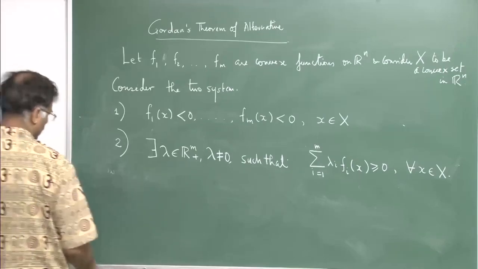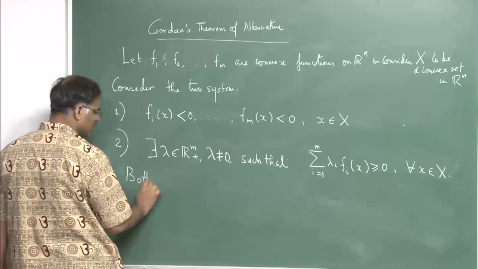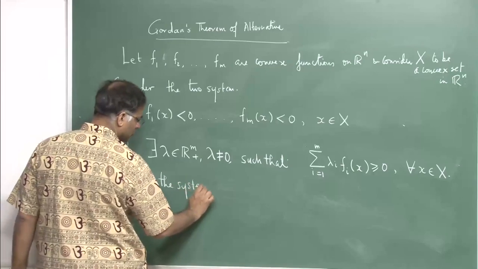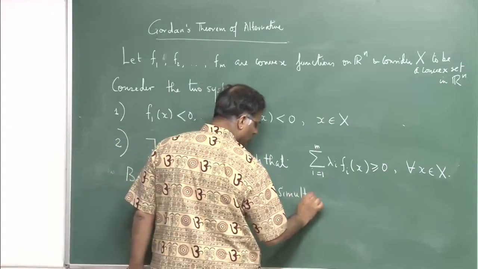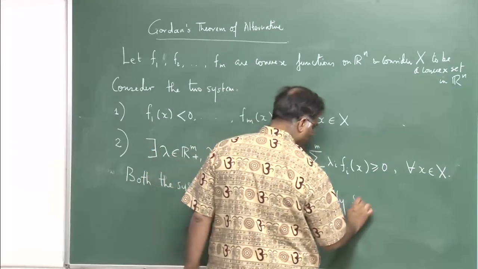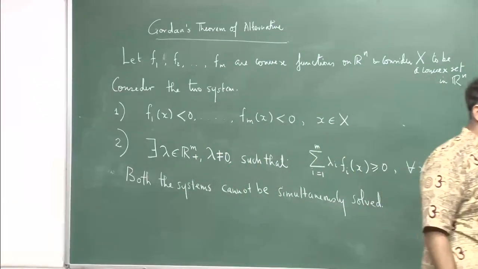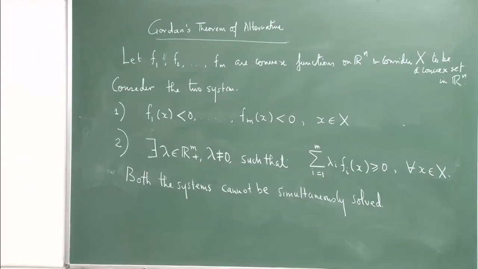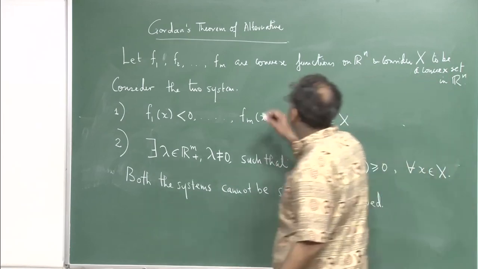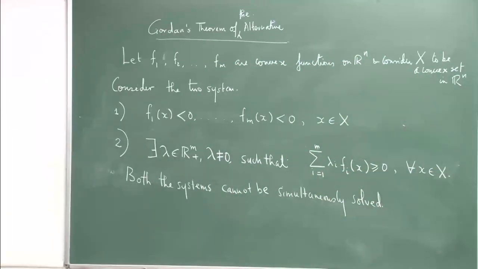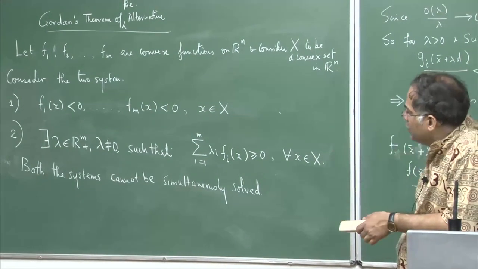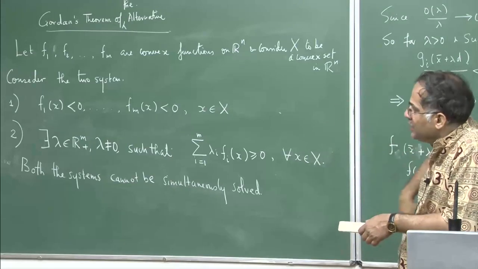It is called theorem of the alternative because the final statement is that both the systems cannot be simultaneously solved. So, that is the meaning of the word. I think better usage is to say theorem of the alternative. It actually means that there are two systems, and at the same time you cannot solve both. That is, if you find an x for which system 1 is solved, you cannot find a lambda for which this will be true. Any lambda for which you say this is true must be equal to 0.